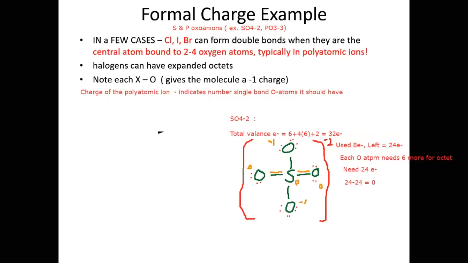Again, the charge of the ion tells you the number of single bond oxygen atoms there should be. So we should have two. This minimizes formal charges, and sulfate has resonance. The sulfate ion has resonance in it. So make sure you remember that. These are oxoanions containing sulfur, phosphorus, or the halogens, chlorine, iodine, and bromine.